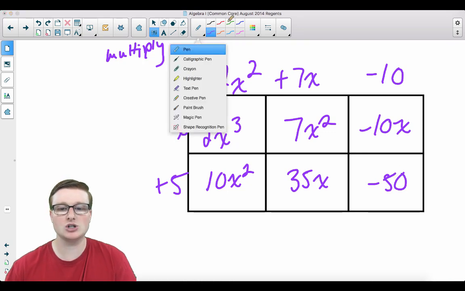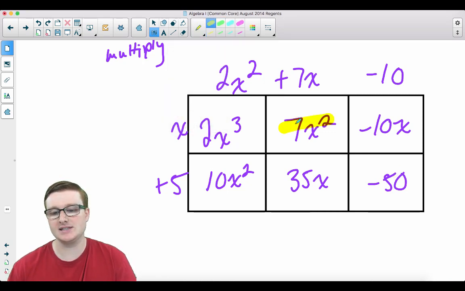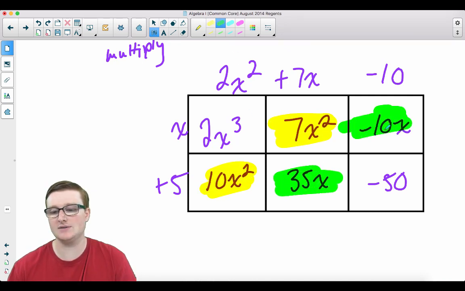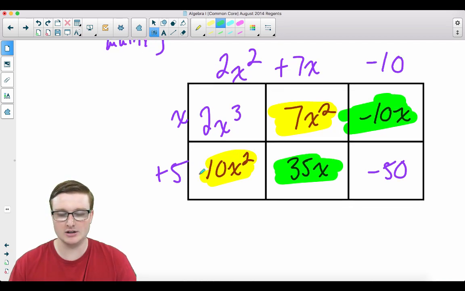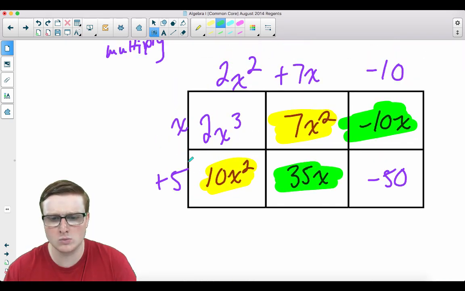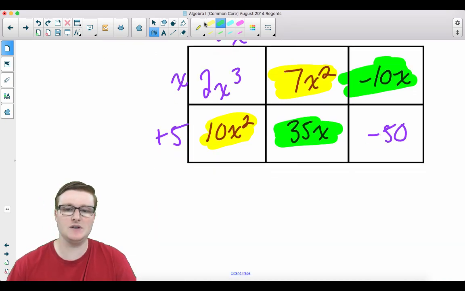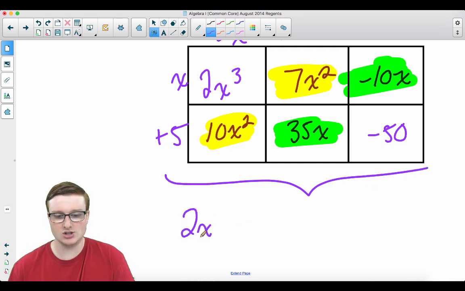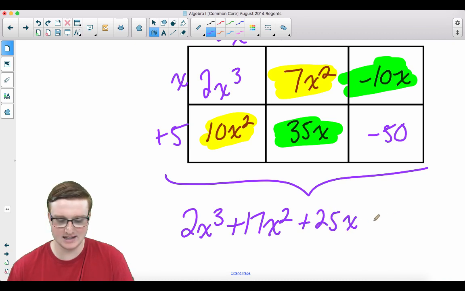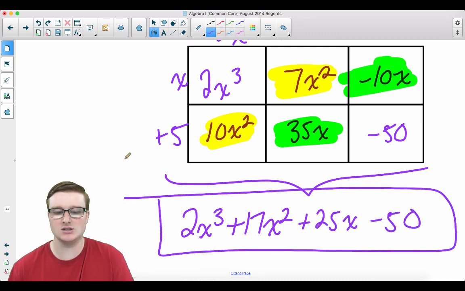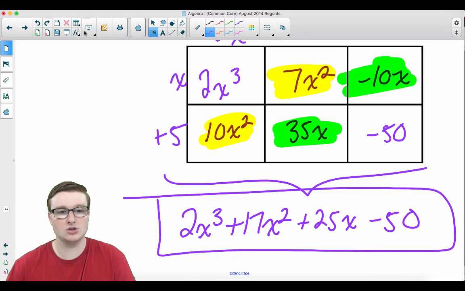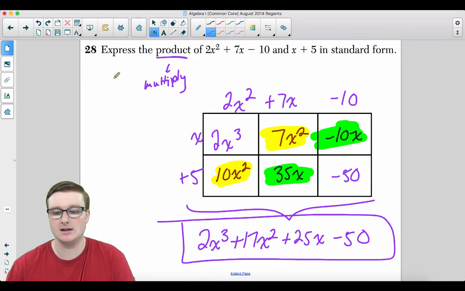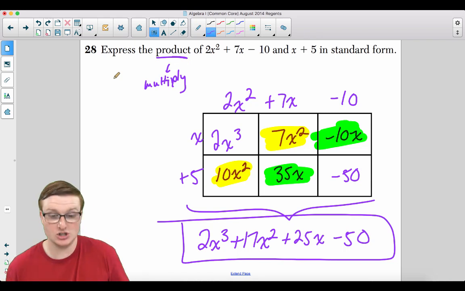So now from here, I'm just going to combine like terms. The 7x squared combines with the 10x squared, and the 35x combines with the negative 10x. And the 2x to the third and negative 50 do not combine to anything. So when you combine all these, your answer is 2x to the third plus 17x squared plus 25x minus 50. And that is the product of those two polynomials. And that's it. All right, question 29.